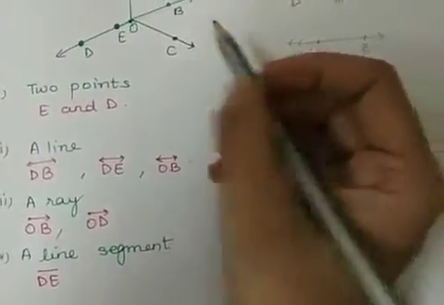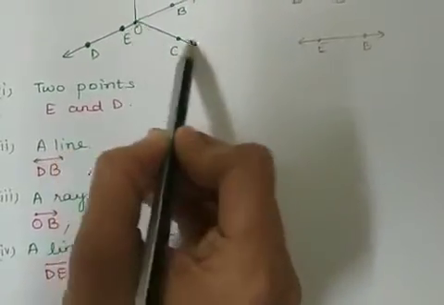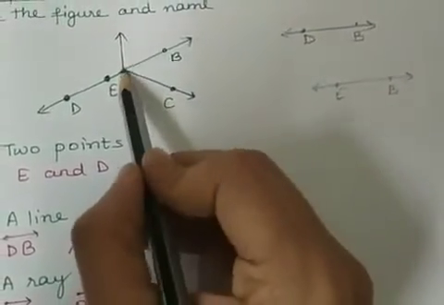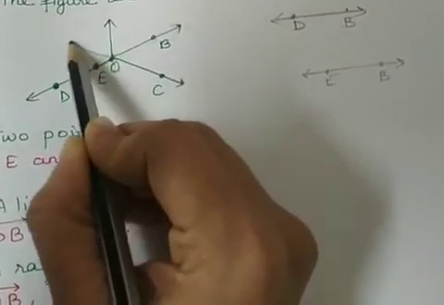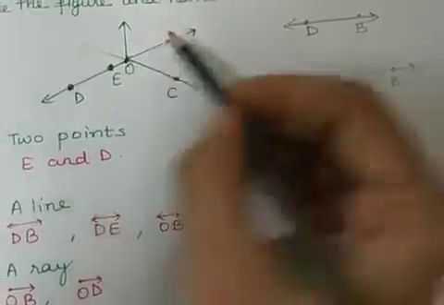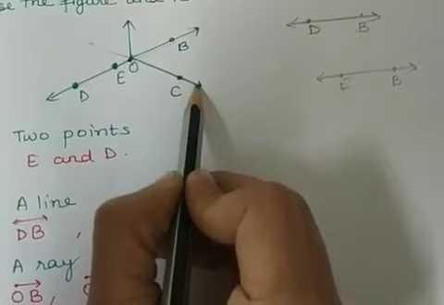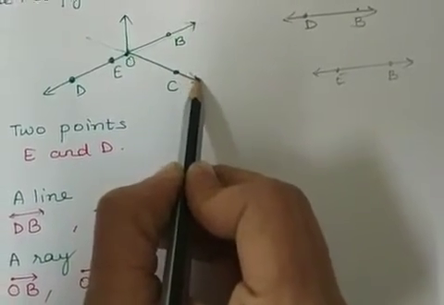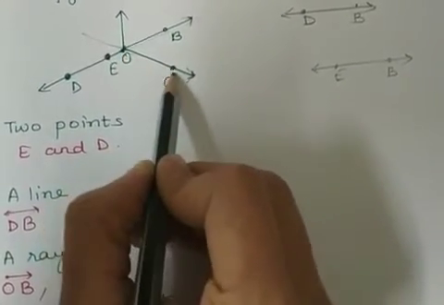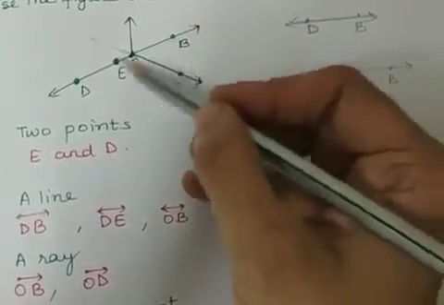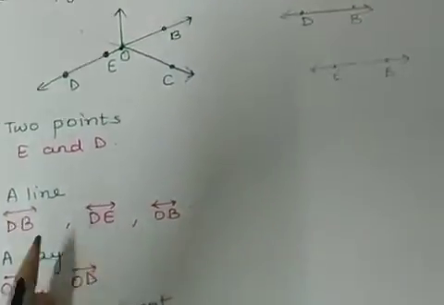Can I take OC? I cannot take OC, correct? Because this has one endpoint and doesn't extend like this. So I cannot take OC, nor can I take this line. This is not a line, this is a ray, correct? Because it extends only in one direction. So OC is your ray. Apart from that, I can take OB, I can take DB, all these are lines.